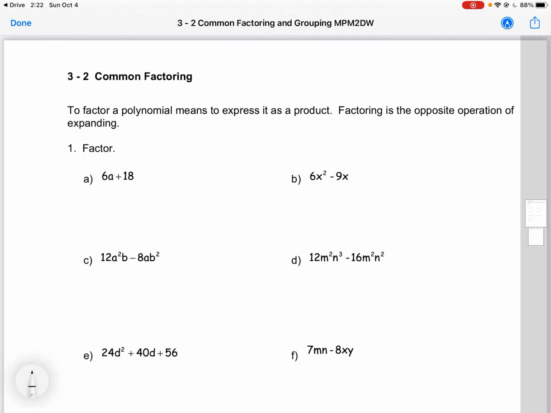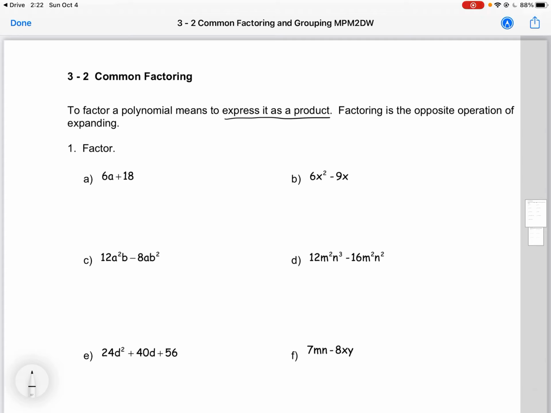This video goes over common factoring. To factor a polynomial means to express it as a product. Factoring is the opposite operation of expanding. The first type we're going to look at is common factoring, where you're taking out something that's in common between two or more terms.